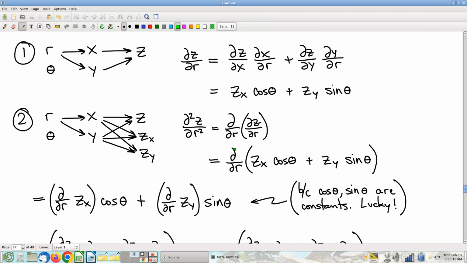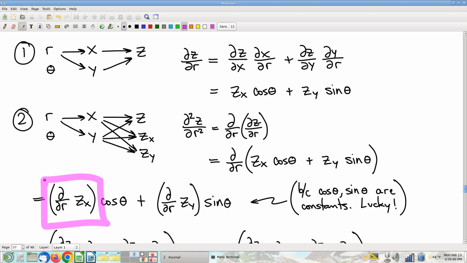Now, having established that that's a constant and that is a constant, knowing as we do rules about derivatives of sums and all that, I can kind of separate into two terms and factor out the constants, and that leaves us with this, which leaves our next big question of how am I going to compute this one? How am I going to compute the partial of zx with respect to r?